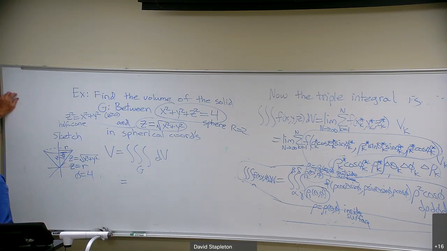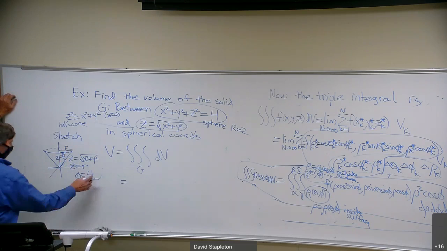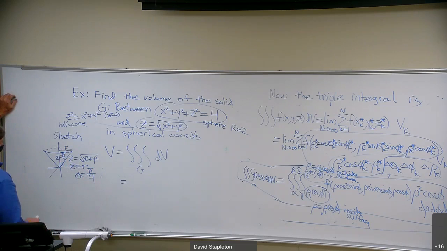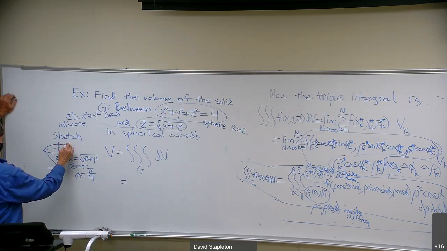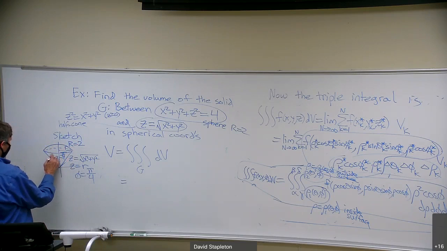Right? If z and r are equal, then this is an isosceles right triangle. It's a 45, 45, 90. So phi equals pi over 4. That's the half cone here. And then on top we have the ice cream. That's rho equals 2, the sphere of radius 2. So what we have is a region of just the type we just described, with, well, what does theta go between? Theta goes all the way around. And so what we have here is to sketch this solid G.